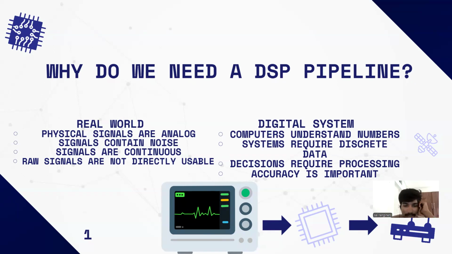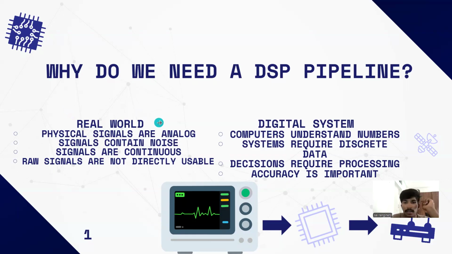They always contain noise. For example, when you speak into a microphone, background noise like fan sound or traffic noise also gets captured. Similarly, a temperature sensor may pick up electrical interference. But digital systems like microcontrollers and computers do not understand continuous signals. They understand numbers. They need discrete values, samples taken at specific time intervals. So there is a mismatch.